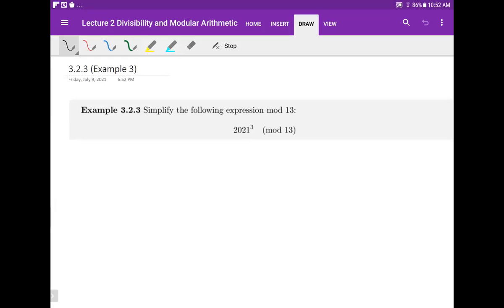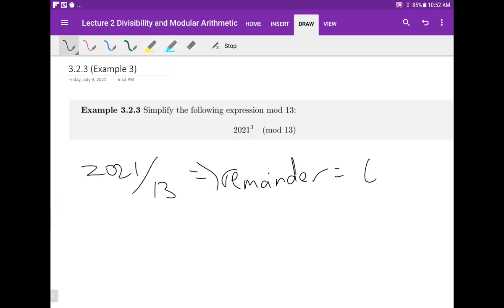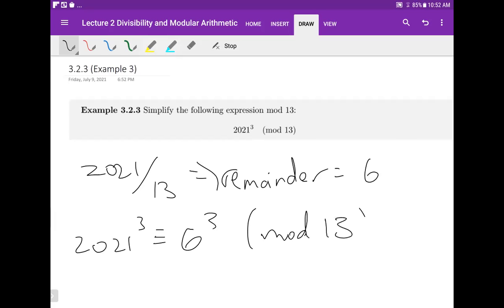Well, that would be, if you do 2021 divided by 13, right? We get that the remainder is, let's see, 6, I think. Okay, the remainder is 6, right? And then that means that instead of using 2021 in this expression, this is equivalent to 6 cubed in mod 13, right? Because we only care about the remainder. And 6 cubed is a lot easier to calculate than 2021 cubed.